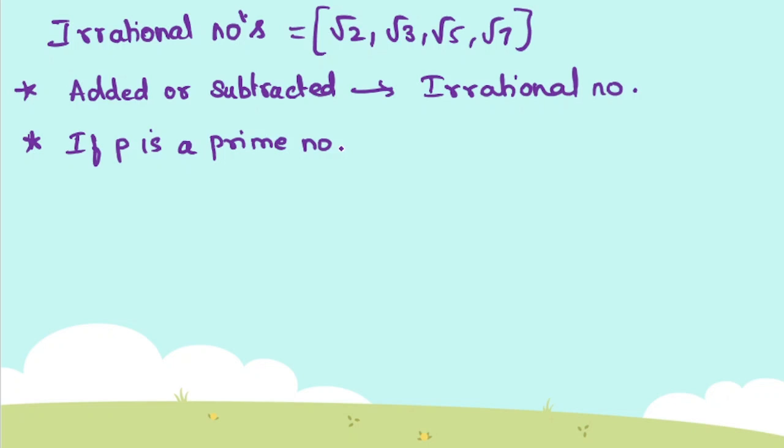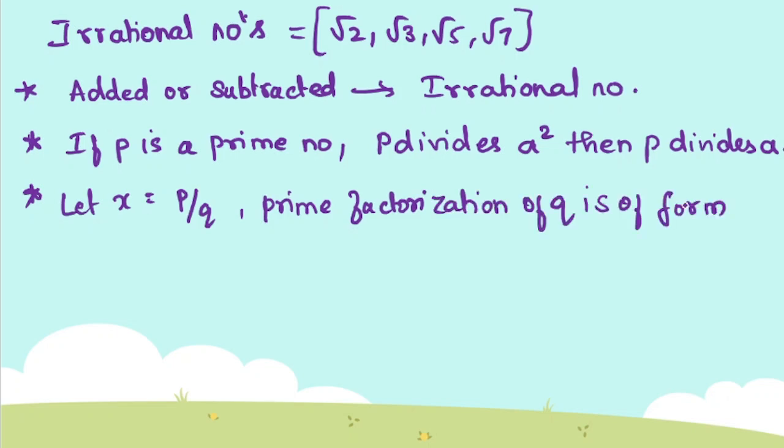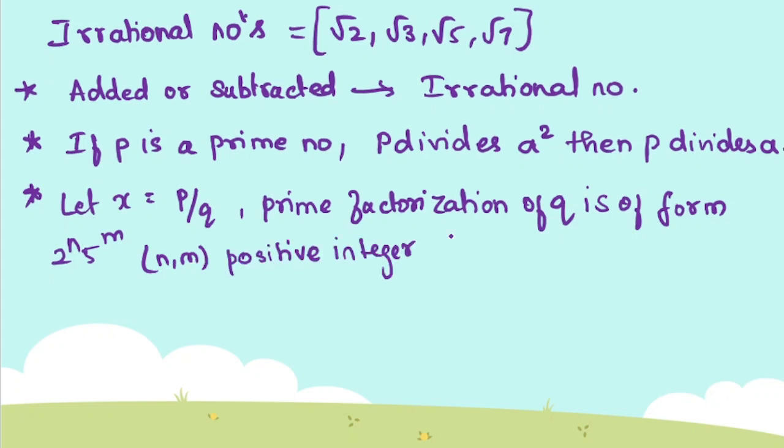If x is equal to P by Q, and on prime factorizing Q, the prime factorization of Q is of the form 2 to the n, 5 to the m, where n and m are positive integers, then x has a terminating decimal expansion.